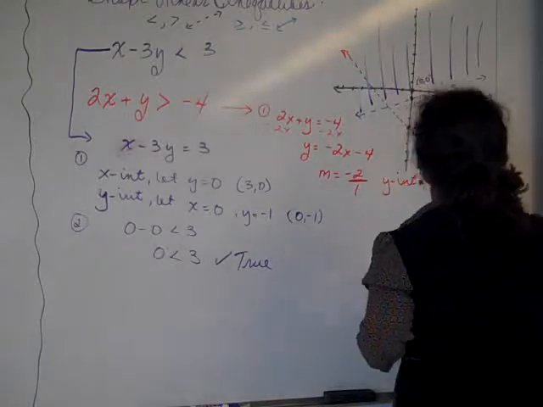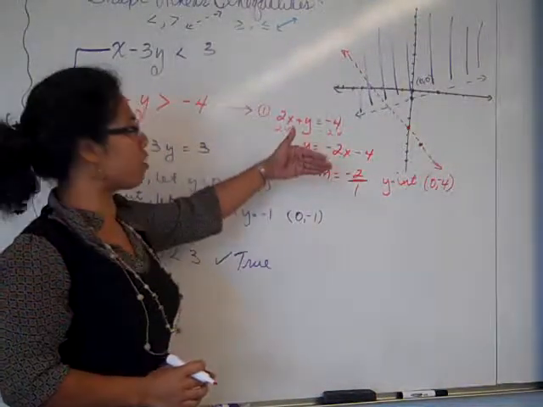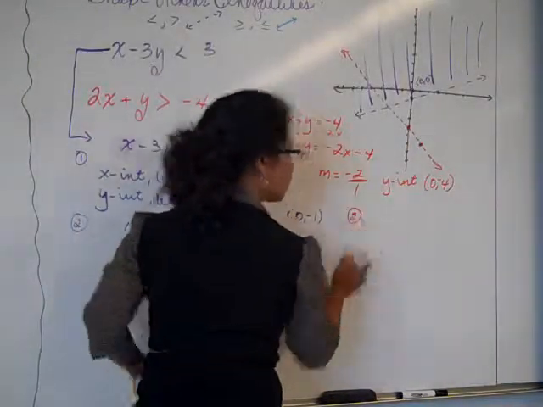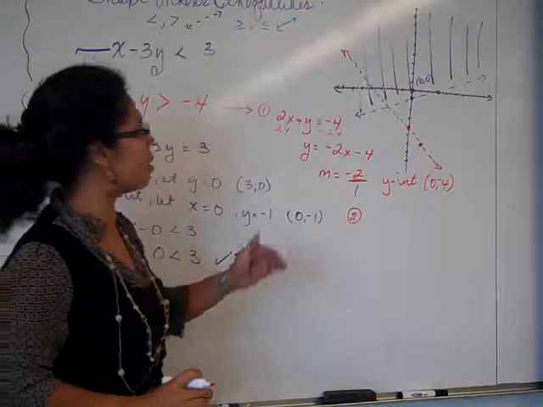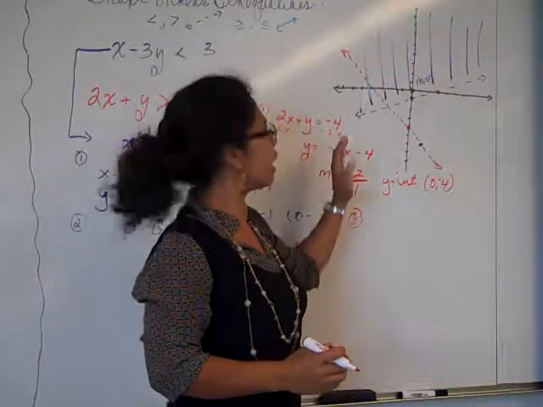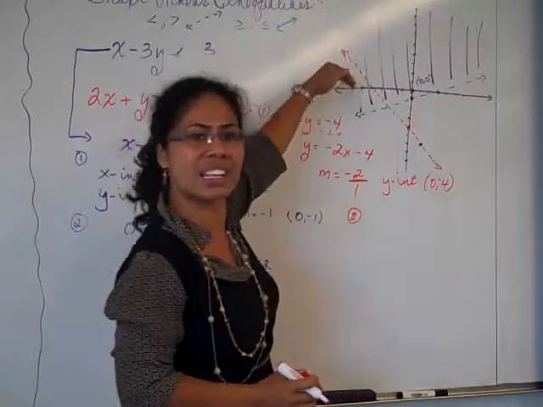Okay. So step 1 is done. I have found the boundary of my red inequality. Step 2, I need to find out which region I belong to, either the top of the red or the bottom of the red. Once again, pick any point your heart desires that is not on the red dash line.